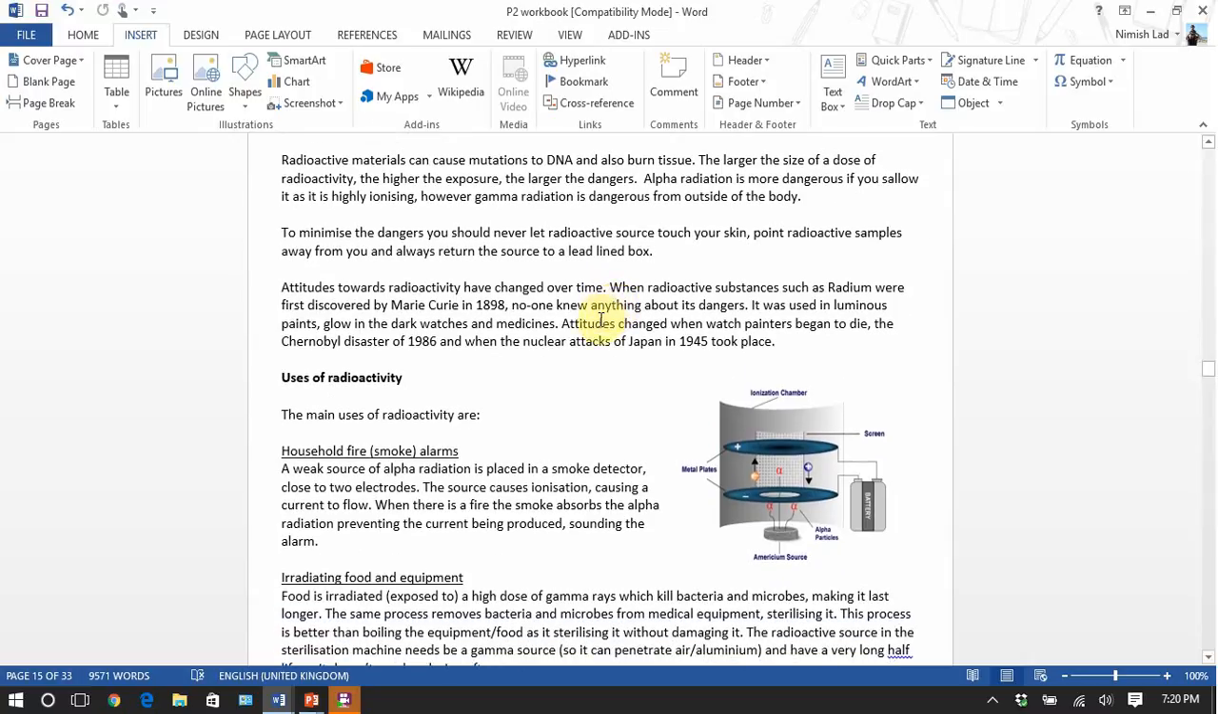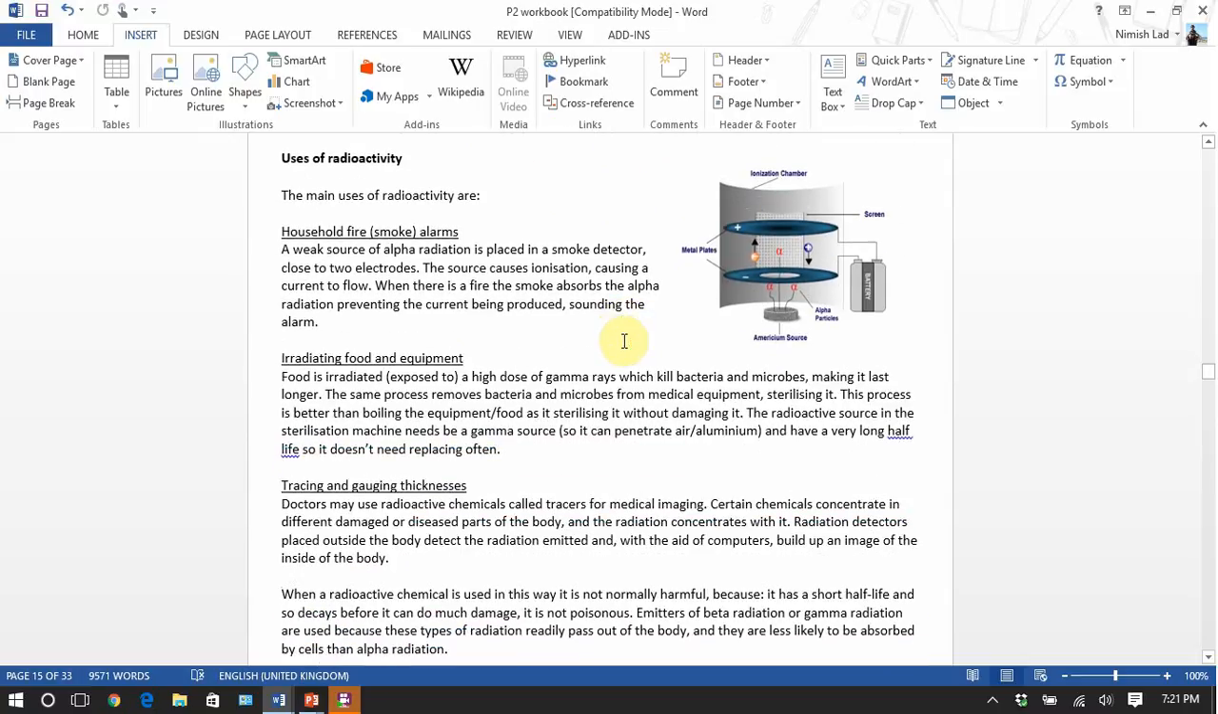Big changes happened in our attitude toward radioactivity, mainly after Marie Curie, because when radium was first discovered, Marie Curie knew nothing, and she actually died because of radiation poisoning. There were some watches in the early 1900s that glowed in the dark, and some medicines that used luminous paint that was radioactive, and that caused issues as well. Attitudes began to change when these watch painters died, but also the Chernobyl disaster of 1986 and the nuclear attack on Japan in 1945 actually contributed towards our changing ideas of radioactivity.